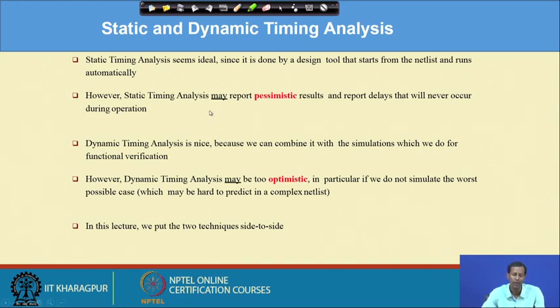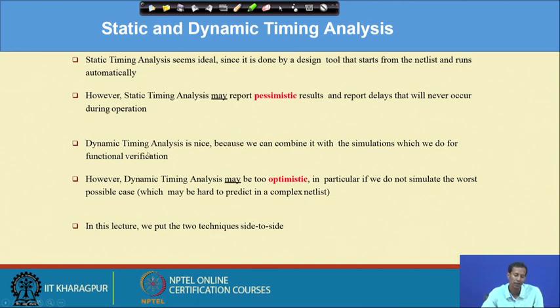However, the static timing analysis may report pessimistic results and report delays that will never occur during operation. So, whatever results we get is a rough estimation of the delay information of the circuit. That is why it says the report may be pessimistic. But in case of dynamic timing analysis, why do we do it? Basically to check what the timing requirement will be when we test it in the real-time environment.